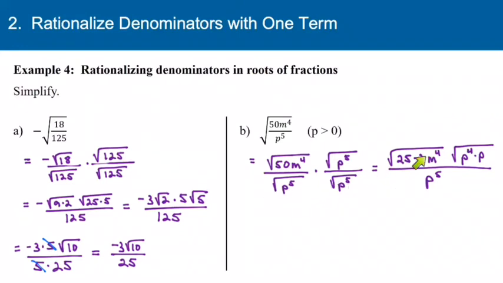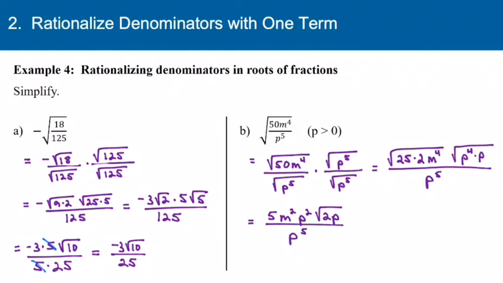Now let's simplify these radicals in the top. So the square root of 25 is 5. The square root of m to the fourth is m to the second. And the square root of p to the fourth is p to the second. And this 2 and this p will both stay under the same radical now. And then we have p to the fifth in the denominator.